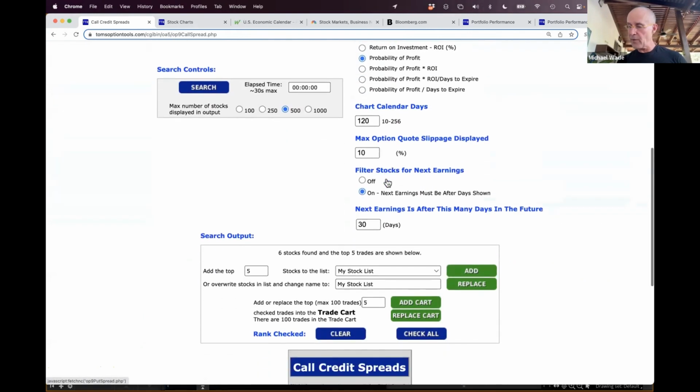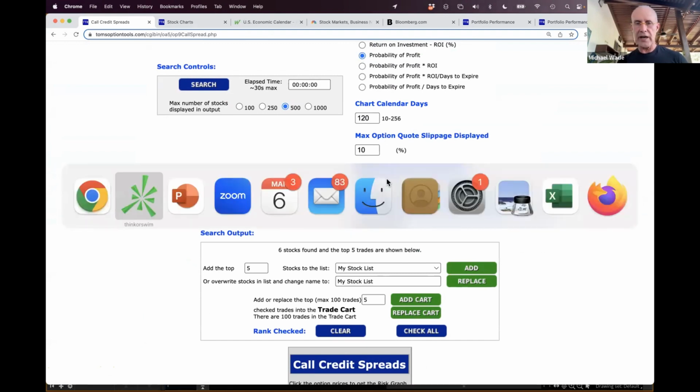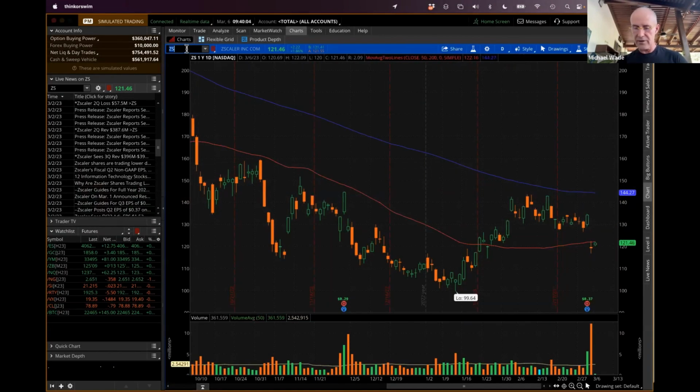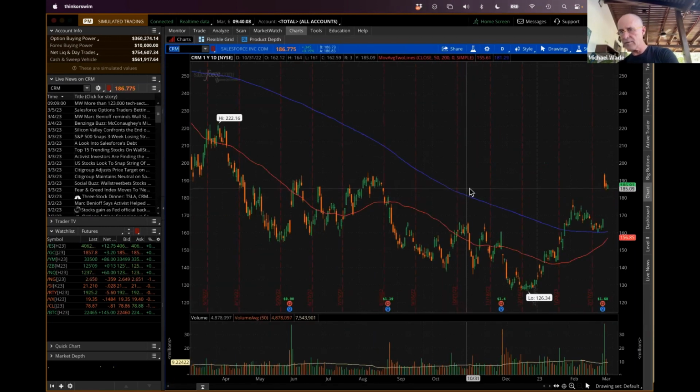And those are the only ones that came up in credit spreads. But let's take a look at some of these other ones that didn't make it through the scan, and that's okay. We could always build them from scratch. So I'm interested in CRM. No, not anymore. Not anymore.